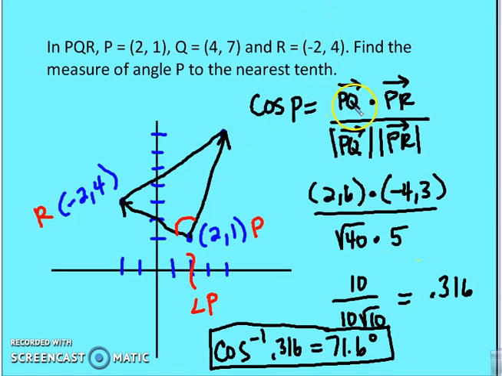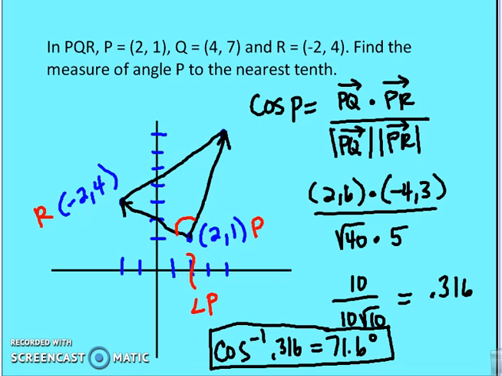All right, so I have PQ · PR, which is (2, 6) · (-4, 3), over square root of 40 times 5. I end up with 10 over 10 root 10, which is equal to 0.316. Take the inverse cosine of 0.316 and end up with 71.6 degrees. That's the answer to the angle measure for P.